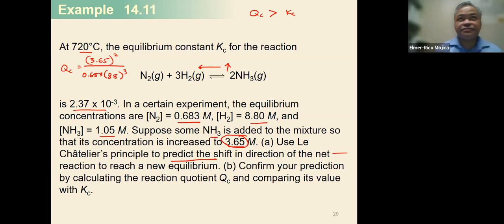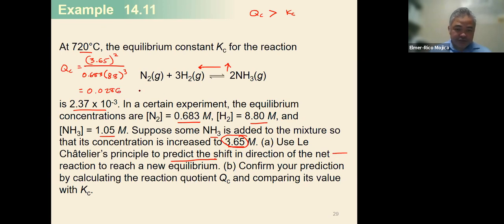What do you get? What's the QC value that you get? Anyone? It's my calculation, 0.028. 0.028. What's the next one?